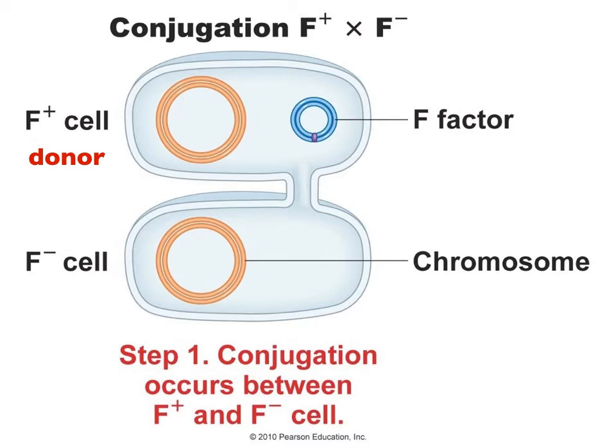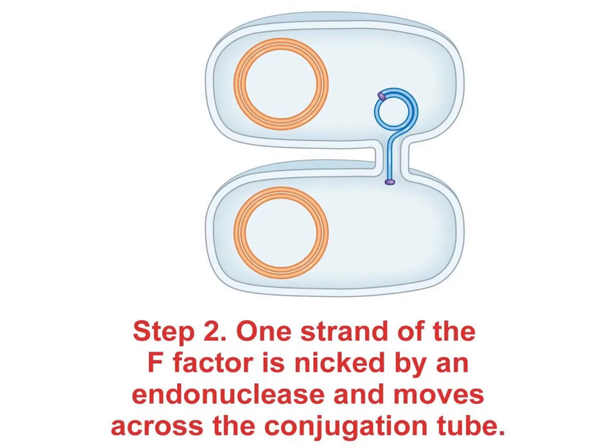Once these bacteria form this conjugation tube, this connection, something happens with the F factor. And remember that F factor is double-stranded DNA. Well, what happens after the conjugation tube is formed is one of those DNA strands of the F factor is nicked, and that strand begins being pulled into the F negative cell or the recipient cell, okay?